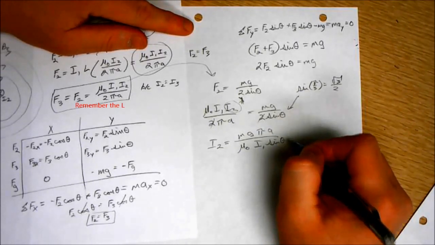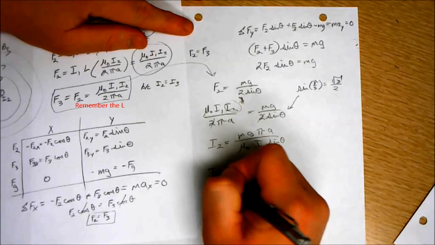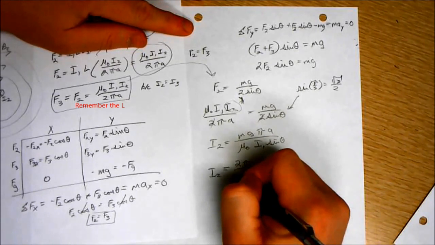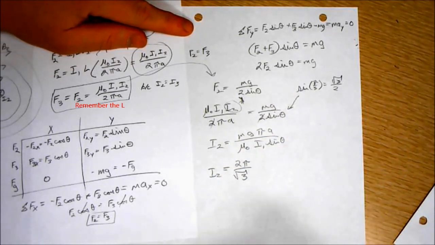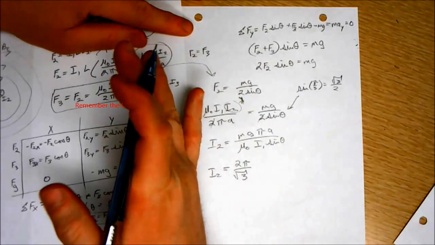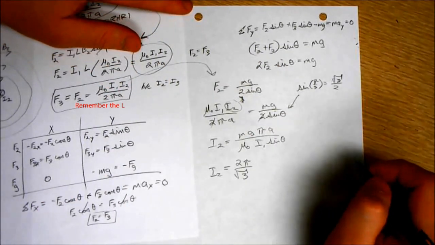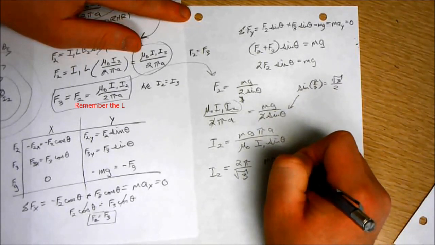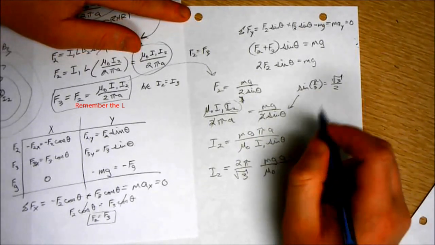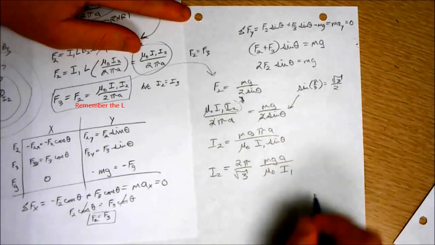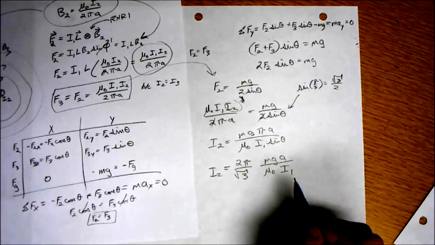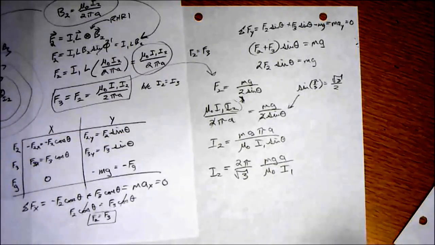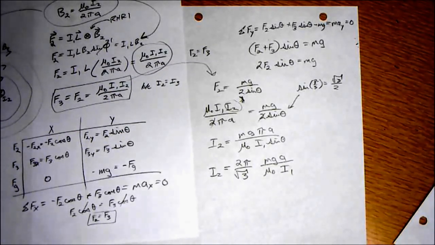I'm also going to plug in the square root of 3 over 2. So I2 equals 2 pi over square root of 3, times mga over mu naught I1. I'm just pulling all the constants to one side to make things a little cleaner. Of course, g and mu naught are constants too, but they're a little bit more complicated than a pure number like 2 pi and square root of 3. So that's why I pull everything out like that.